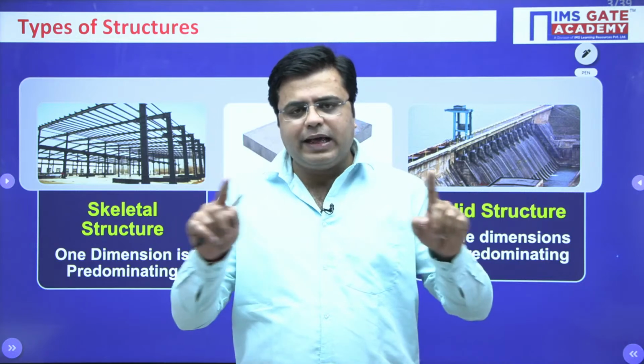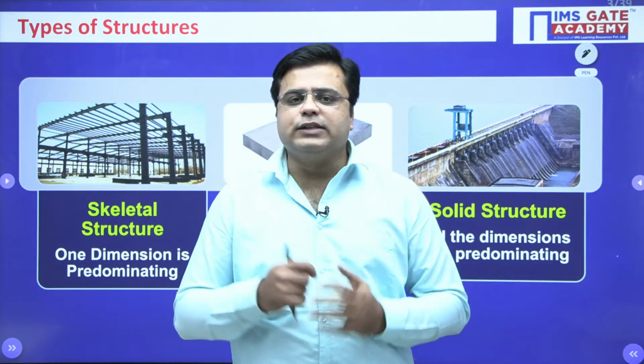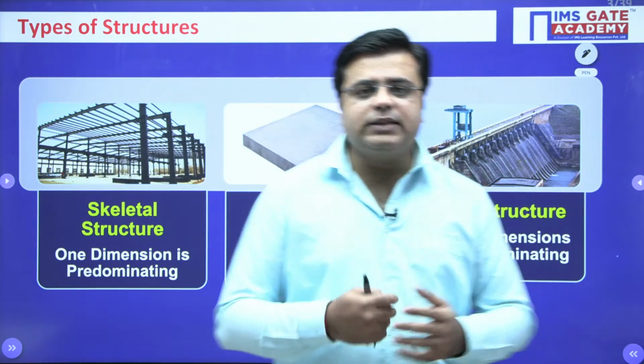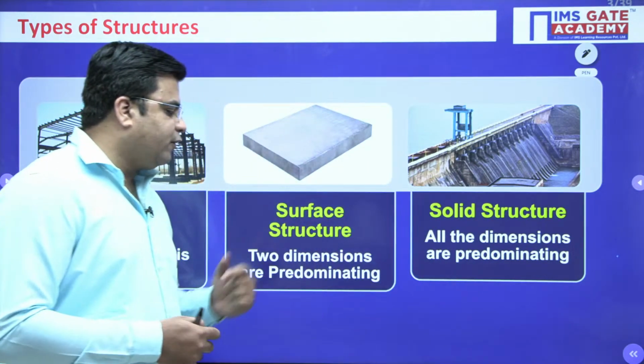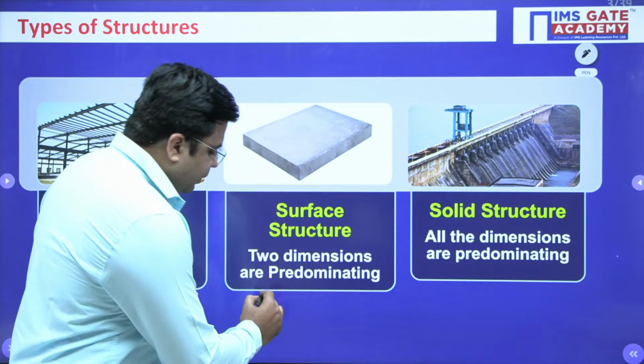Again, one dimension is predominating, hence it is classified as a skeletal structure. Next is your surface structure. For surface structure, two dimensions will be predominating.